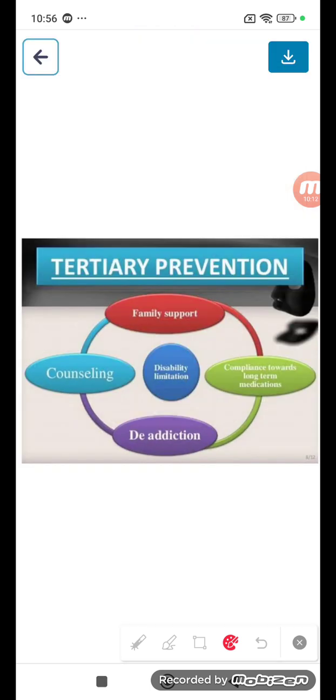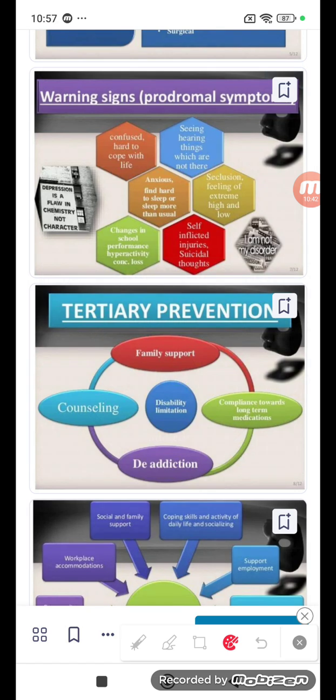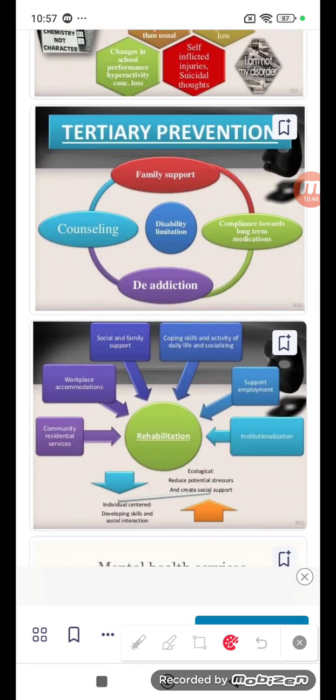So now we'll go with tertiary prevention. In tertiary prevention, first of all, family support is suggested. The next one is long-term medication, suggesting pharmacological drugs. And in case the patient is suffering from mental illness due to addictive drugs like alcohol, morphine, codeine, or heroin, at that time de-addiction is suggested, and after that counseling. So this is tertiary prevention. In total, there are three different types of prevention: primary, secondary, and tertiary.